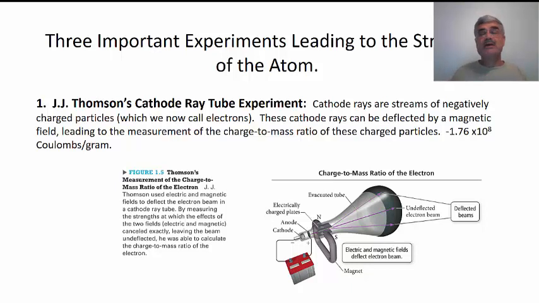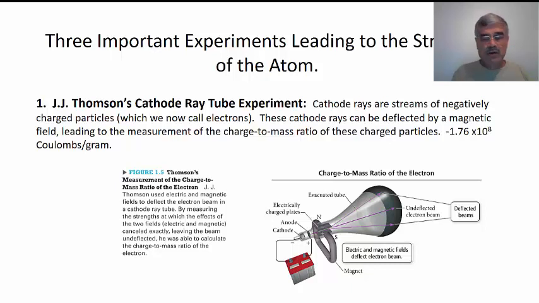A cathode ray is a stream of negatively charged particles. We call them now electrons, but at the time they called them cathode rays. And they can be deflected by a magnetic field. If you've had any physics, you've heard of the theory of electromagnetism, the relationship between magnetic fields and charged particles. And J.J. Thomson found that if he shot a stream of cathode rays past a magnetic field, the path of the cathode rays would be deflected, sometimes back and forth if the magnetic field were oscillating. That then was evidence that the cathode rays were charged particles.